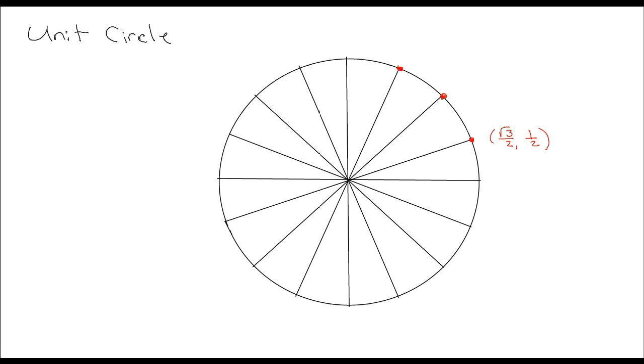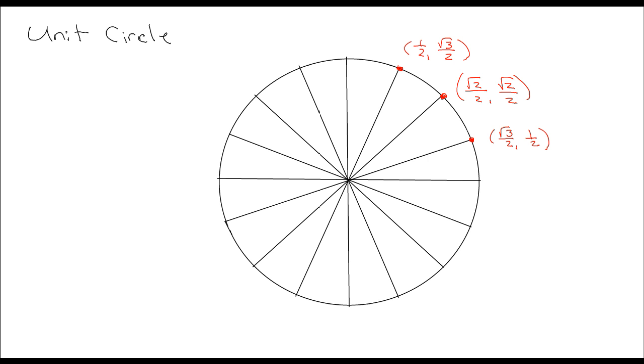Okay, once you have that one memorized, to skip over the middle one and go to the top, all you need to do is interchange them. So 1/2, comma root 3 over 2. And then the one in the middle is root 2 over 2, comma root 2 over 2. And once you have those three memorized, you just reflect them to the other quadrants.